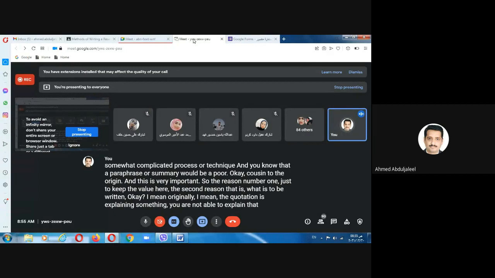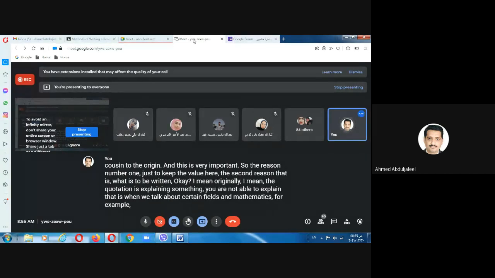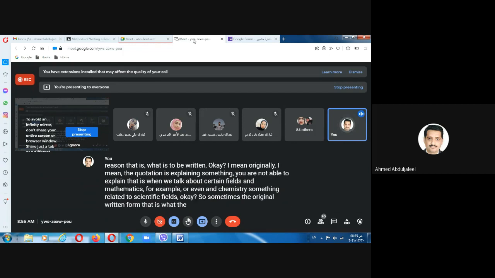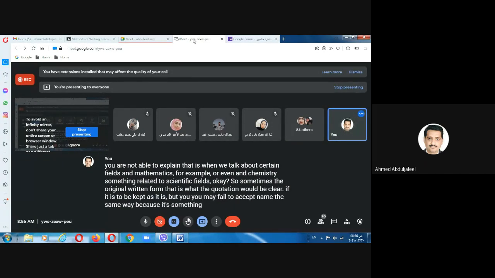That is, when we talk about certain fields, mathematics, for example, or even chemistry, something related to scientific fields, okay? So sometimes the original written form, that is what the quotation, will be clear if it is to be kept as it is. But you may fail to explain the same way because it is something complicated. So reason number one, to keep the value.